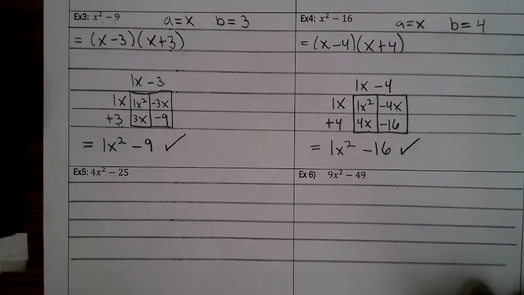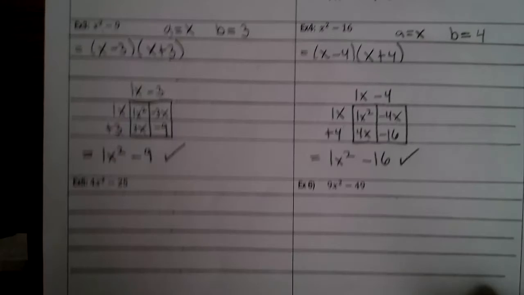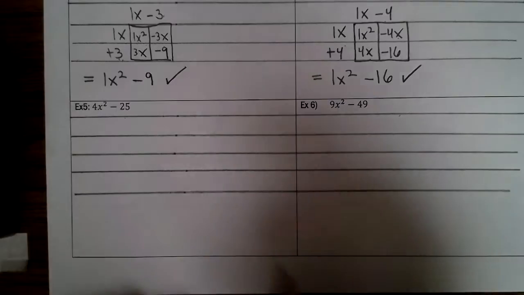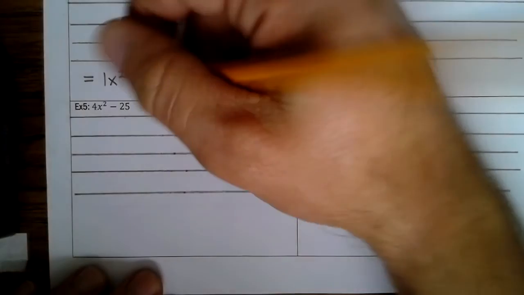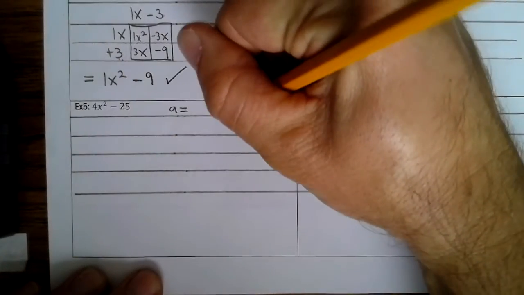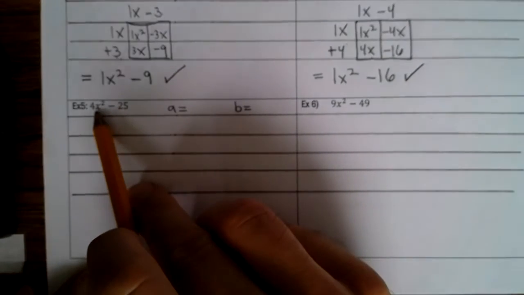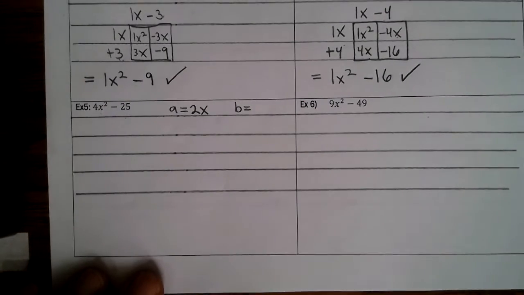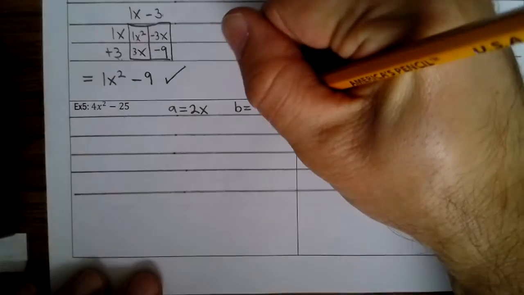All right, example 5. So again, if you think you have a squared minus b squared, you think about, well, what is a and what is b? In this case, we think, well, what squared gives you 4x squared? Well, 2 times 2 is 4, or 2 squared is 4, and x squared is x squared, so that's 2x. And you think, well, what squared gives us 25? The answer to that is 5. So our answer would be 2x minus 5 times 2x plus 5.